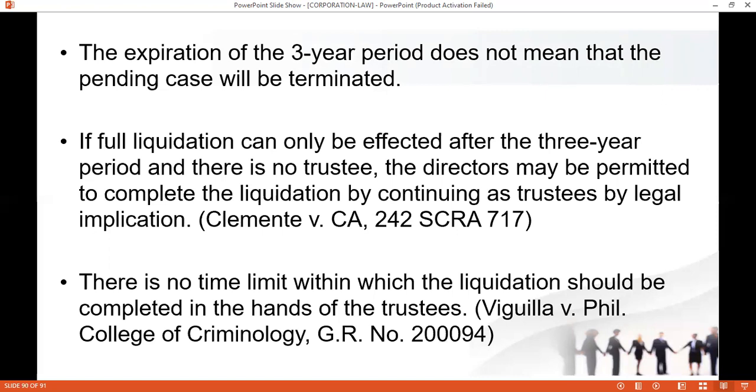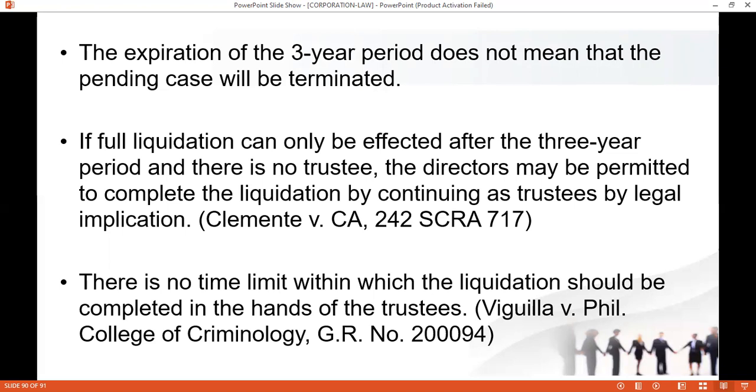So, hindi ibig sabihin na kapag yung 3-year period tapos na din yung liquidation process, no? It could be na pwede siyang mag-continue, yung directors na ngayon ang magiging trustees by legal implication, okay? There is no time limit within which the liquidation should be completed in the hands of the trustees.